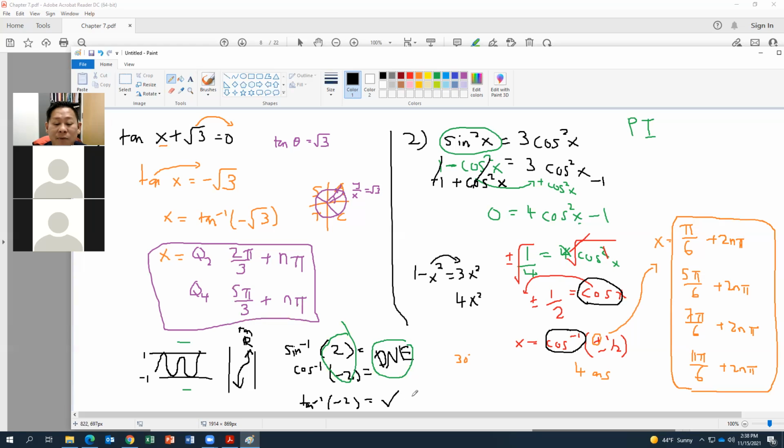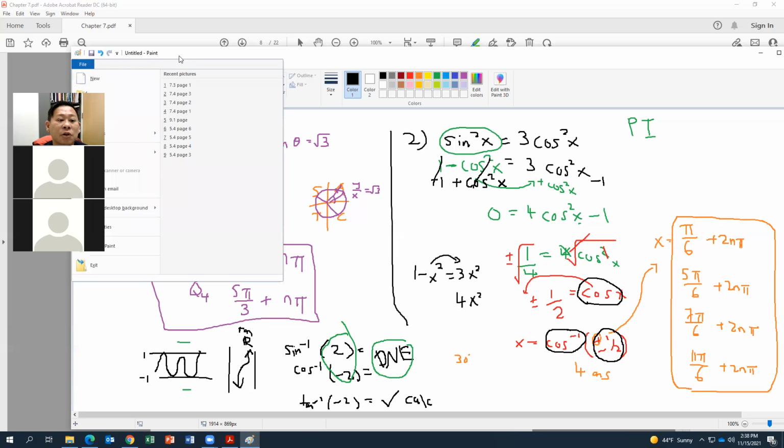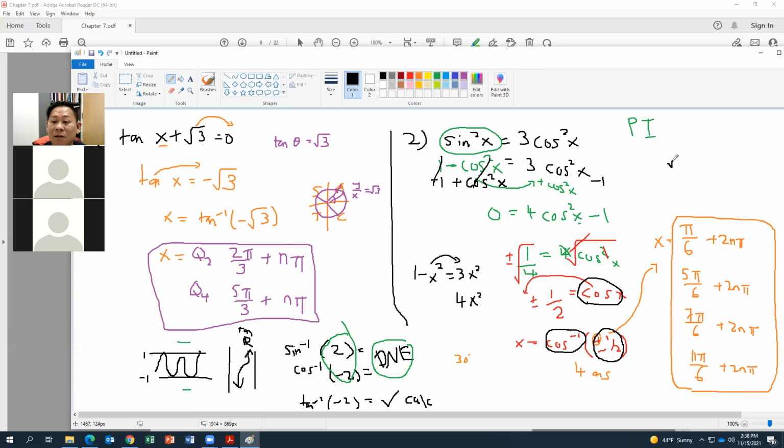And for this one you have to use a calculator, because -2 is not in your unit circle. If you find that the number you see here is not in your unit circle, you have to use your calculator to figure out the value. And make sure you set your calculator to radians, not degrees. Again, everything we do here is in radians.